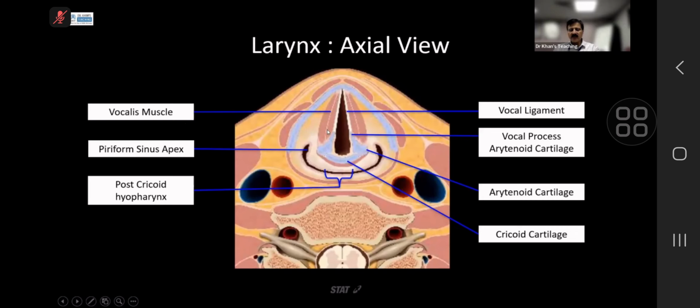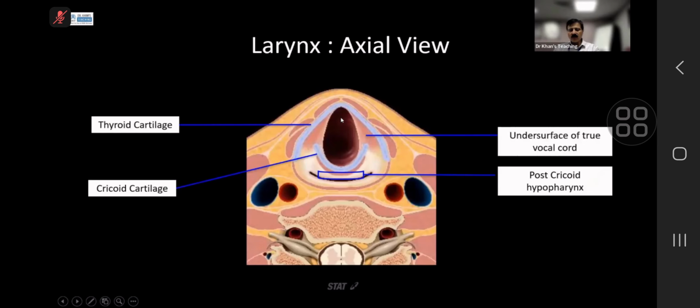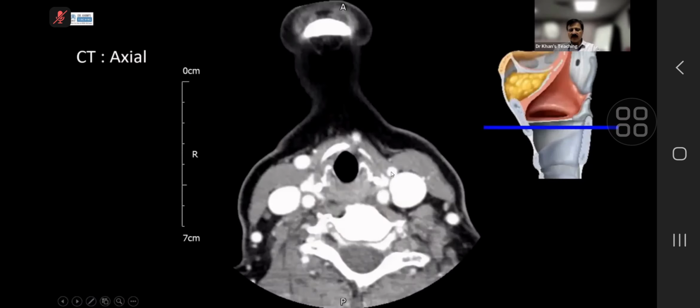Paraglottic fat ends at the true cord level. Here, at the level of the cricoid, there is no paraglottic fat. Number two, there is no soft tissue in the airway. So if there is soft tissue, that will be a tumor. And this is how you see it on CT scan. So we are passing through this bit.